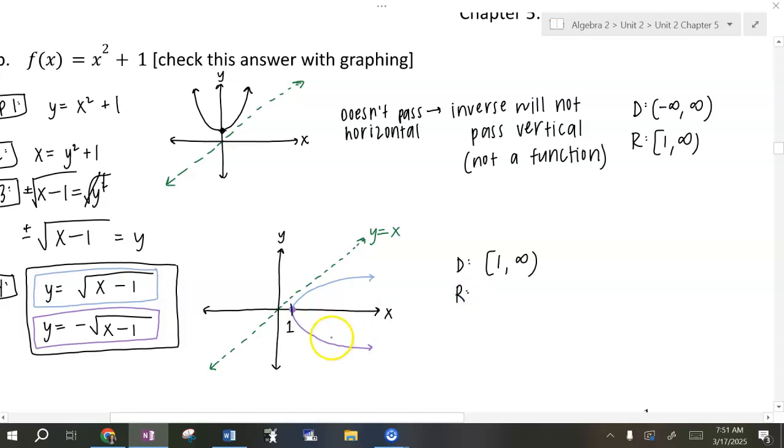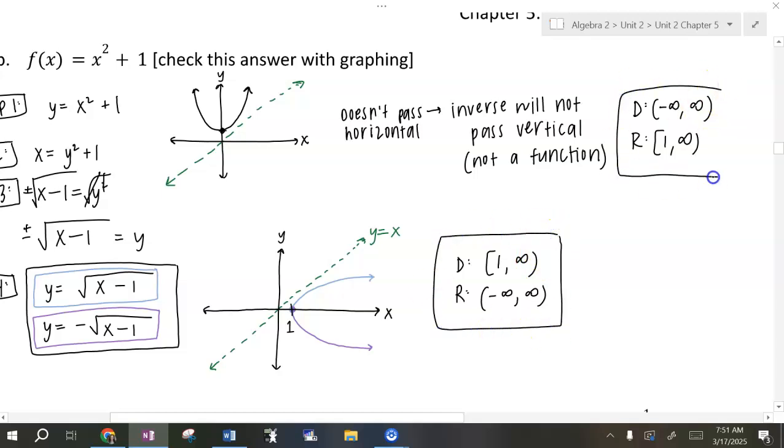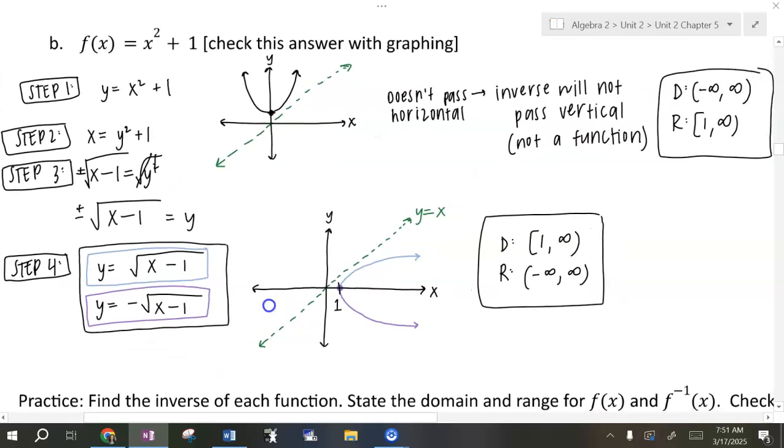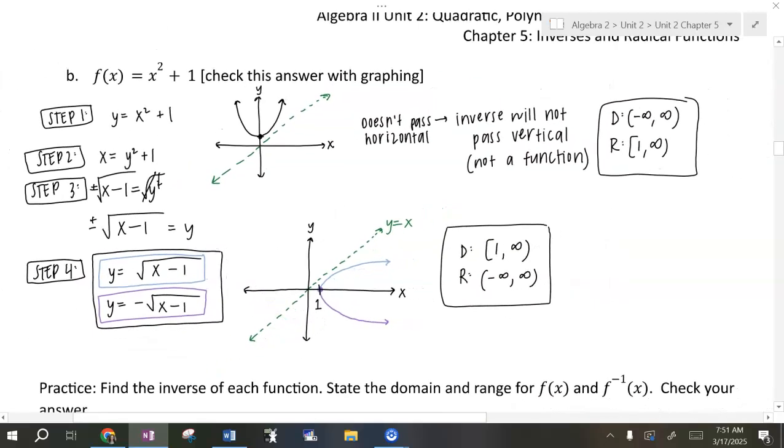But then the range for this entire graph, I know it's not a function, but consider them both, the blue and the purple. If we look at both of these together, the range would be all real numbers because it would go down forever and up forever. So notice that the domain and range are switched. That's helpful to remember. All right, go ahead and pause the video now and try the practice problems, and then come back when you're ready to look at the answers.